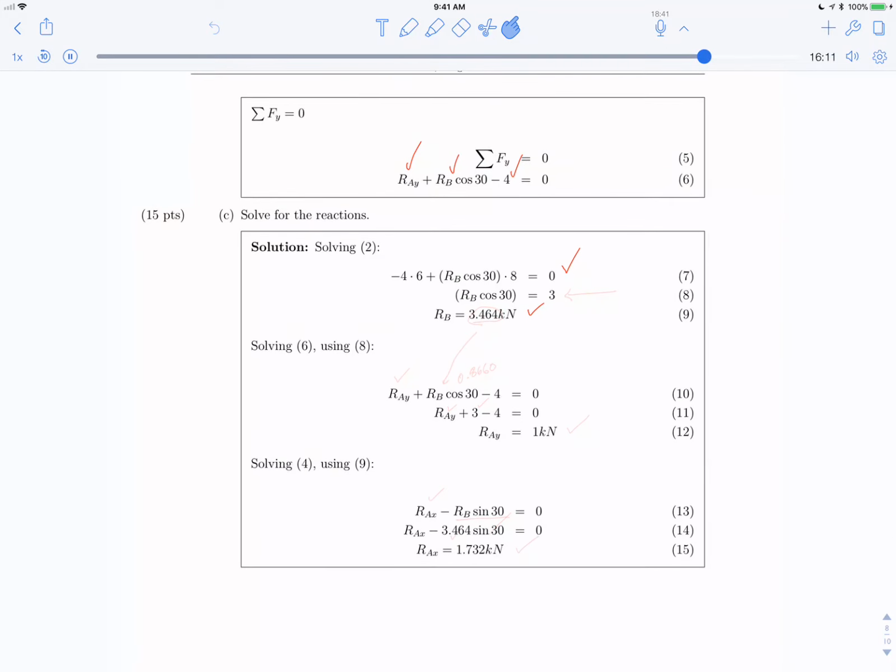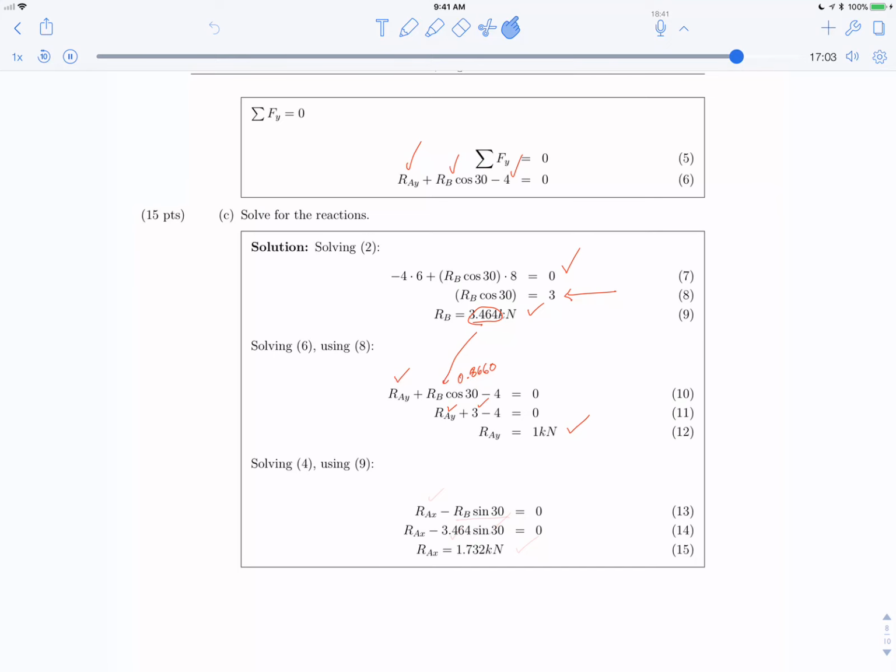Okay, then I'm just going to solve the Y equation. And so I have RAY plus RB cosine 30 minus 4 equals 0. Now what I could do is put this 3.46 into there, and cosine 30 is 0.8660. But what I did was I noticed I already had that RB cosine 30 was 3. I saved myself a little bit of time, and I basically did it because I didn't want to have round off error. So I end up with RAY plus RB cosine 30, which was already up there in equation 8, is 3, minus 4 equals 0. So I know that RAY is exactly 1 kilonewton.